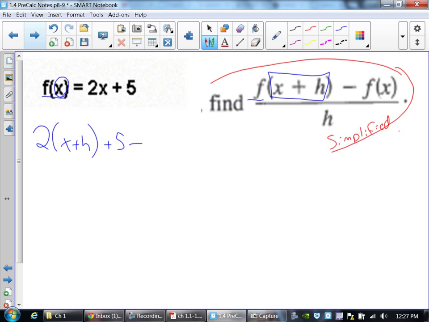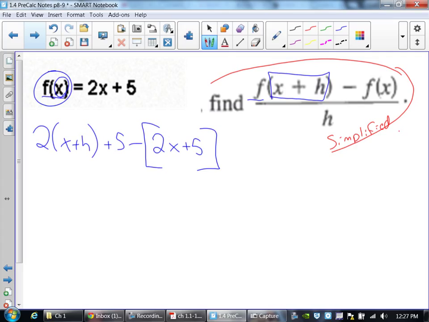The second part says subtract the original f of x. Well, the original f of x would be 2x plus 5. Notice what I did with my brackets. Since I'm subtracting the whole thing, I'm going to have to distribute that negative to both terms. That's where you're going to make your mistake. Make sure you remember to distribute the negative to both terms. Okay?